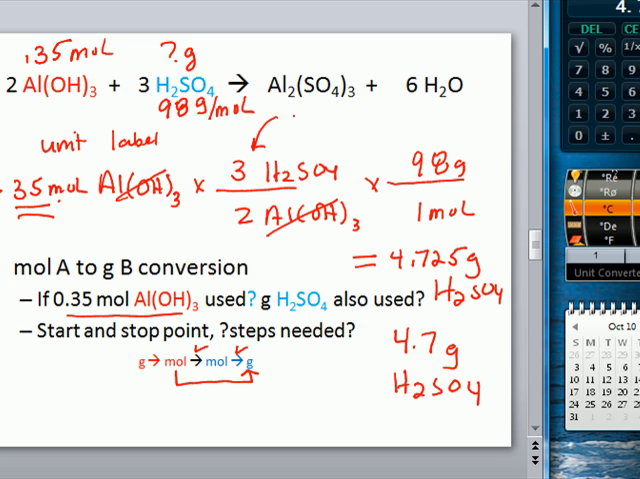The coefficients are exact numbers, so they do not enter into significant digits. And here you should probably have 4 significant digits if you use the atomic masses in the front of your textbook.